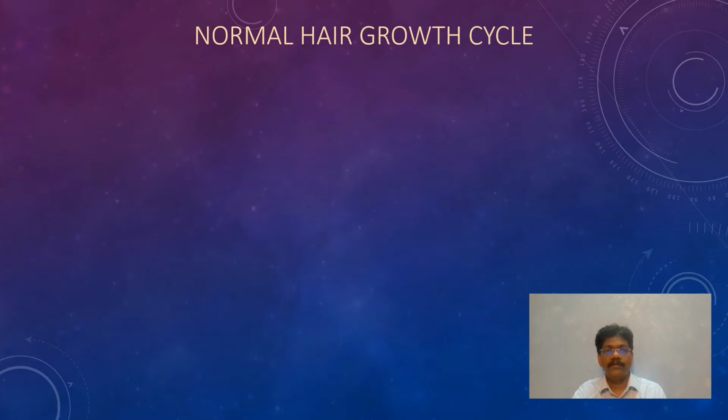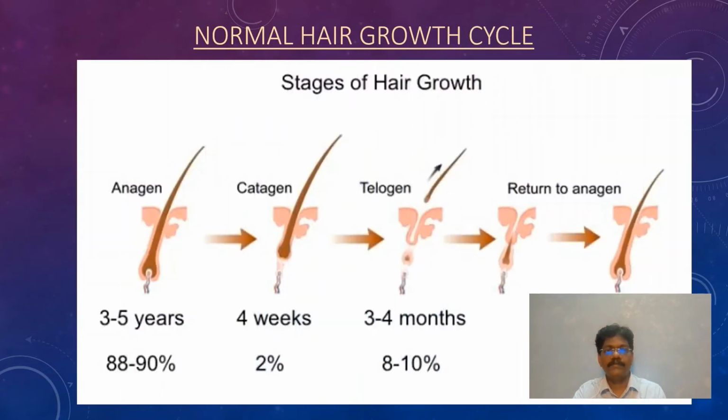Now, what is the normal hair growth cycle? The normal hair growth cycle consists of 3 phases: anagen, catagen, telogen, and again a return to anagen. Anagen consists of thick terminal hairs and lasts about 3 to 5 years. Predominantly, all the hairs in our scalp are in the anagen phase.